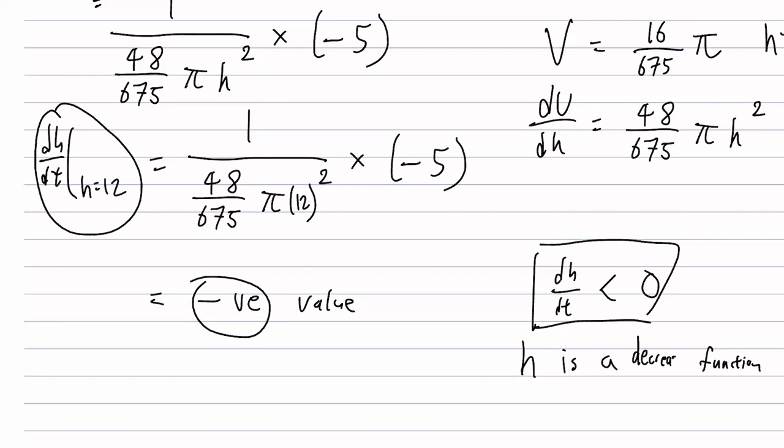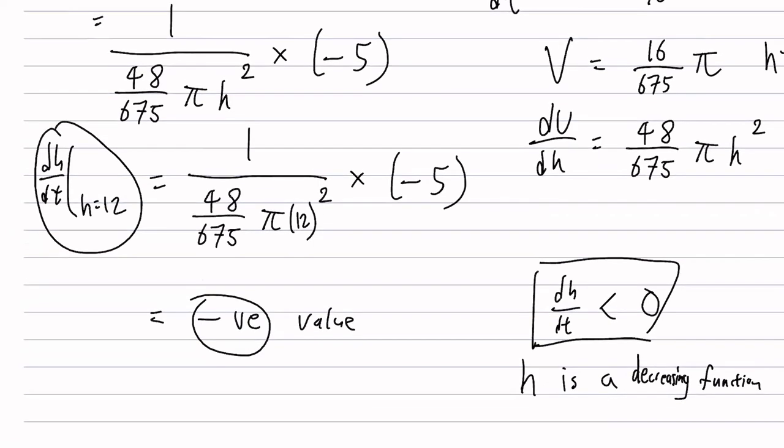Does it make sense? The height is a decreasing function. As time passes, the height decreases. Makes sense, right? Water is leaking, so the water level is dropping, so the height drops. So you must make sure you always have this kind of logic at the back of your mind. Is the water being poured into the cone, or is the water leaking out of the cone? Leak out, negative. Fill in, positive. That kind of thing, in terms of the height or the volume.